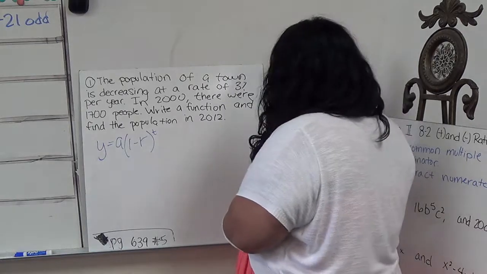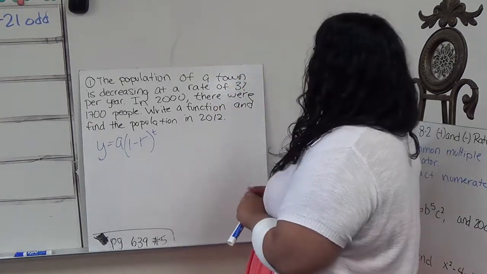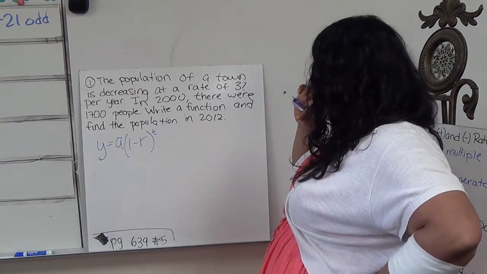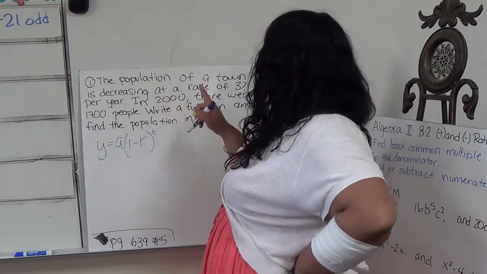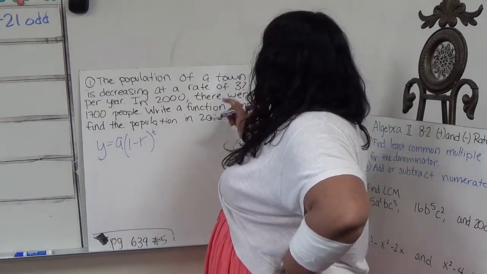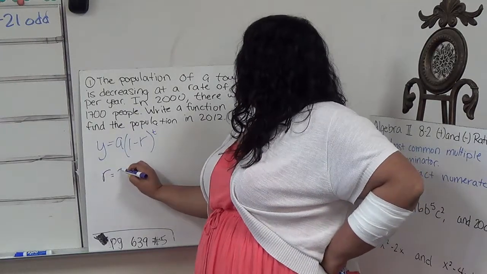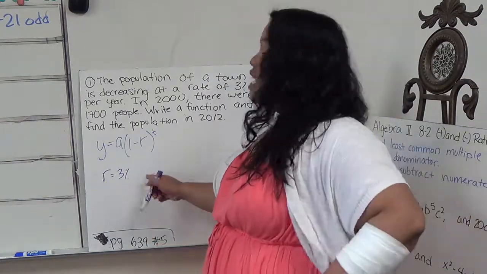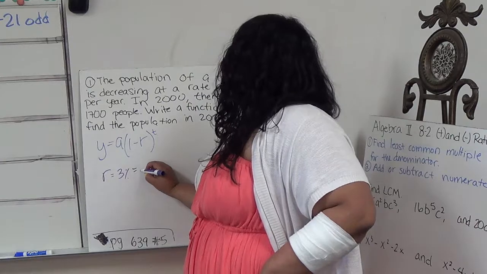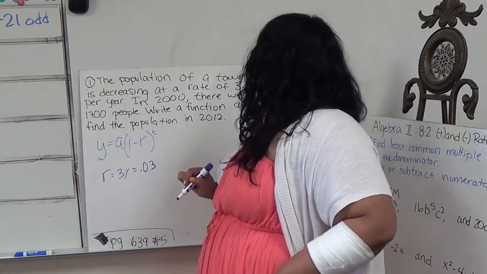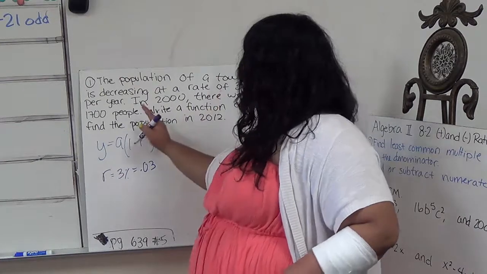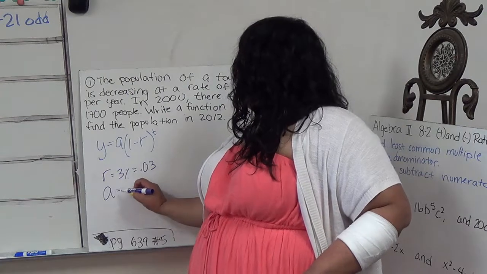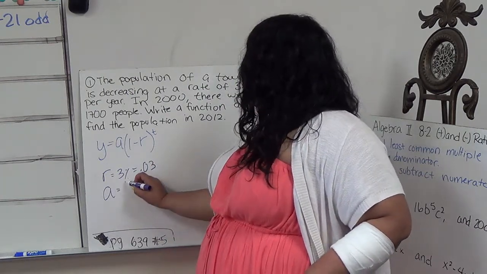Now, we need to break down each part before we can proceed. So it's asking us to write a function and find the population in 2012. The population of a town is decreasing at a rate of 3%. Now, rate is r, and it's 3%, but if you look closely, the rate needs to be in decimal. Basically, I just take the percent and divide it by 100, which gives me 0.03. In 2000, there were 1,700 people, so our initial amount, A, is 1,700.